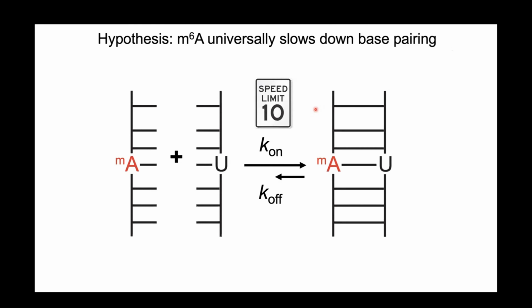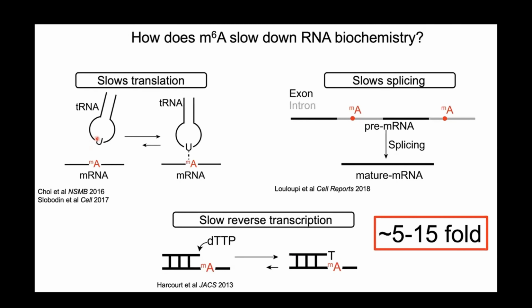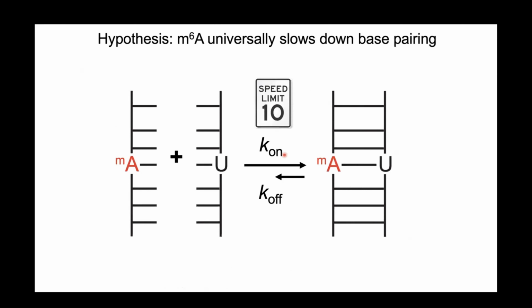So if you look at, for example, here, when you have the uridine, this tRNA hybridizing with the messenger RNA, there's the process of forming a base pair. Likewise, when you replicate something, you are forming a base pair. Similarly with splicing. So our hypothesis was that m6A somehow slows down the hybridization of nucleic acids. And this was something that we could then understand more deeply with the use of NMR spectroscopy.